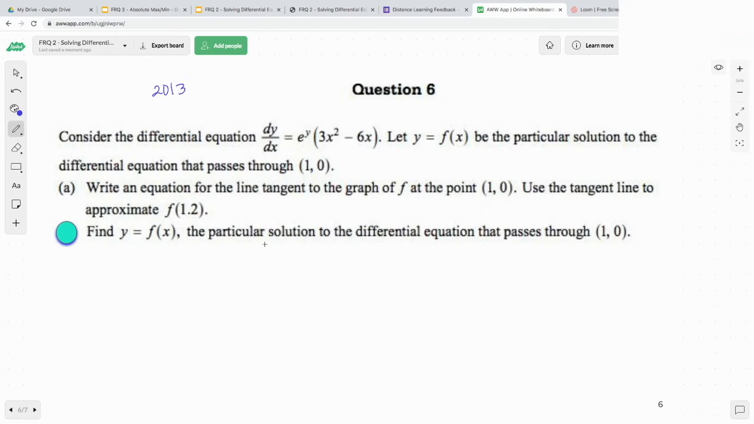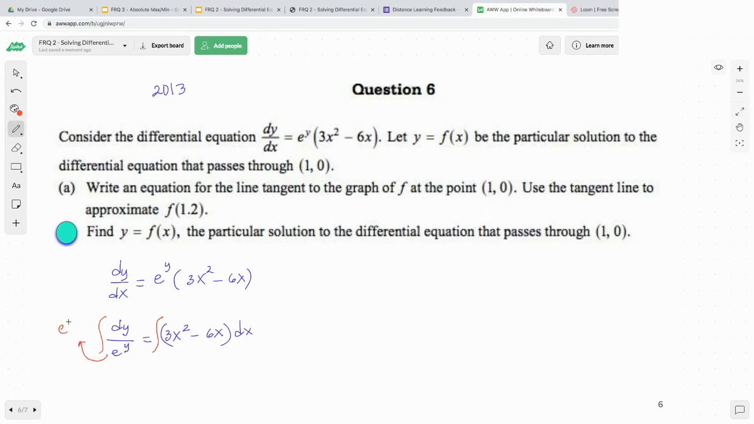Find f of x, the particular solution again to the differential equation that passes through (1, 0). So let's write our differential equation here. This is going to be e to the y times 3x squared minus 6x. So let's separate the variables. It's going to be dy over e to the y equals 3x squared minus 6x dx. Now let's take the antiderivative of each side of the equation.